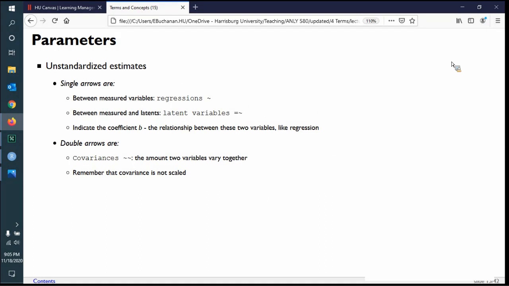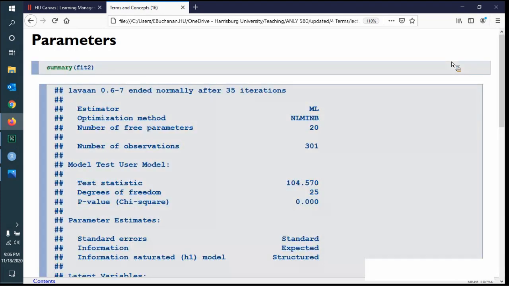Now, a quick reminder that covariance is not scaled. Correlation is scaled, but covariance is not. So all of our covariance estimates are in the scale of the data, so they can be quite large because it's a squared variable. And so I would tell you to never interpret the unstandardized estimate because it would be kind of difficult to know what those numbers meant. On that note, let's look at where these are in the output.